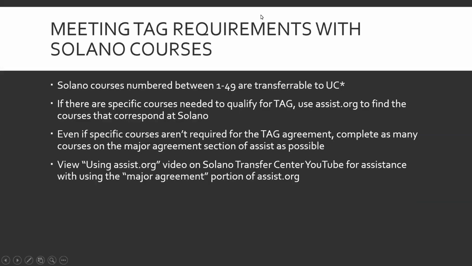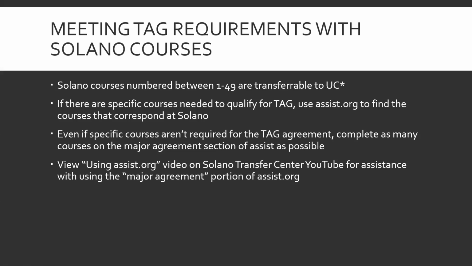So how can you meet these requirements with Solano courses? Our courses that are numbered between 1 and 49 are transferable to UC, though sometimes there are courses that fall outside of those numbers. So if you're unsure about a course, always check the course catalog for Solano, because we list there whether the courses are transferable to UC or not. If there are specific courses that you need to qualify for TAG, you're going to use assist.org in order to find those courses that correspond at Solano.